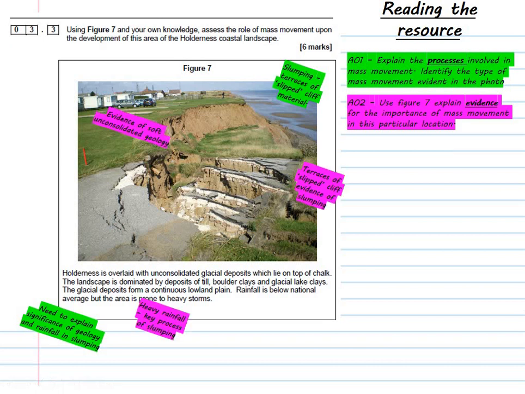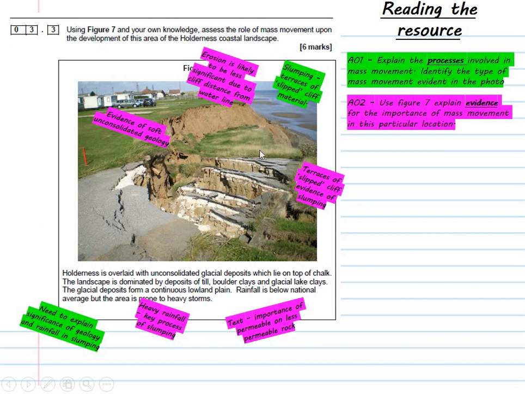Equally, when considering the AO2 element, the evidence within the photograph, I can see the terraces as evidence of slumping. I can see the unconsolidated geology at the top of the cliff. By reading the text, I can see the importance of the type of geology and specifically the rainfall and being prone to heavy storms. So there's lots of evidence within this photo that leads me to believe that mass movement is important in creating the landscape I can see.